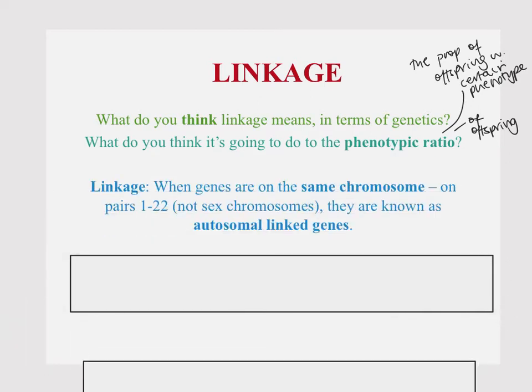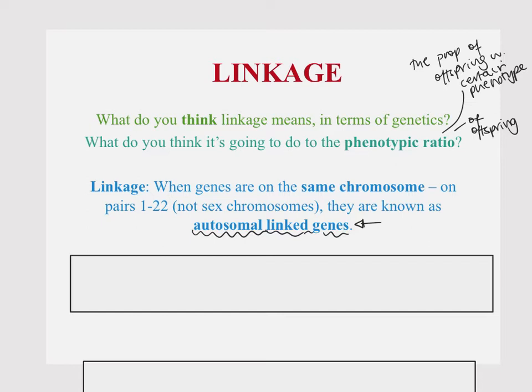So linkage itself is when genes are found on the same chromosome. Now, generally we say that they're quite spatially close, or spatially proximal to each other. And if they're on the pairs 1 to 22, those autosomes that we've heard about already, we call them autosomally linked genes. Now, this is really important because today we're going to be looking at the autosomes. We're not going to focus on the allosomal linked genes, the ones related to the sex chromosomes. We're just focusing on autosomal linkage today.